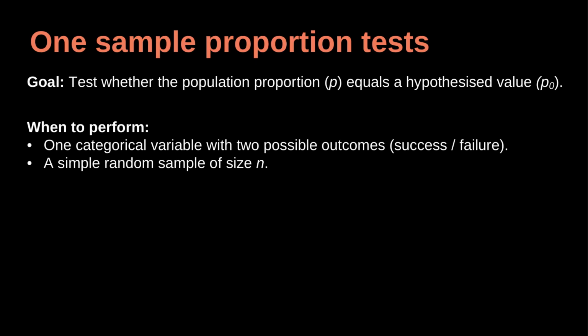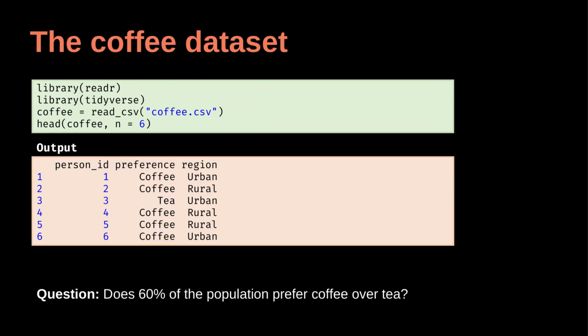Let's look at an example. The coffee dataset contains a survey of 5,000 individuals with their preferences for tea or coffee, along with whether they live in an urban or rural setting. The dataset has three columns: person ID for each individual, their preferences for tea or coffee recorded in the preference column, and the region where they live in the region column.